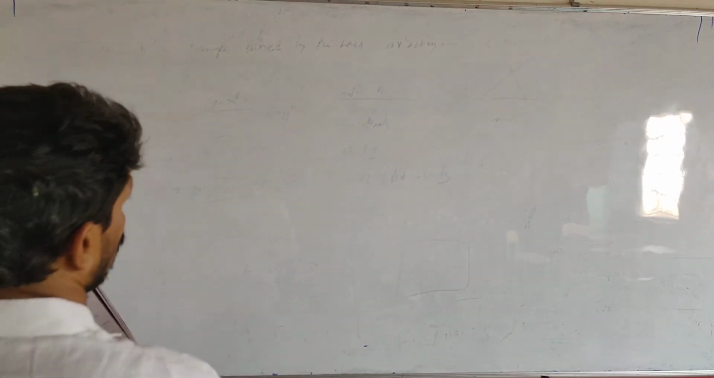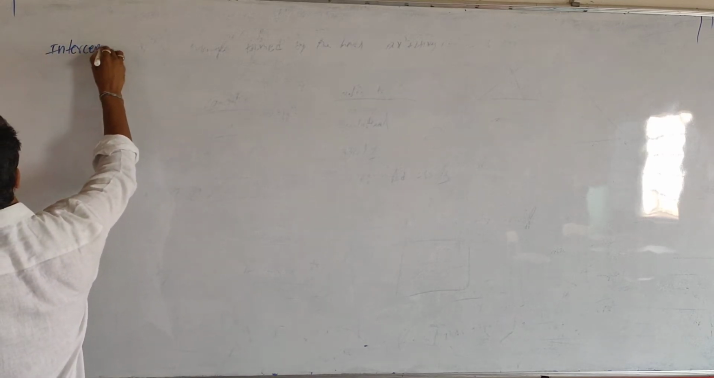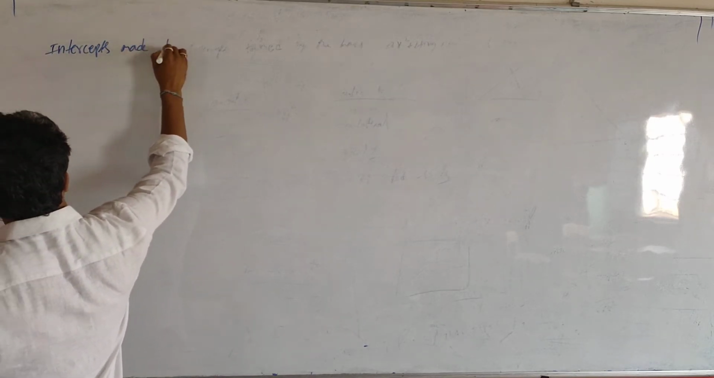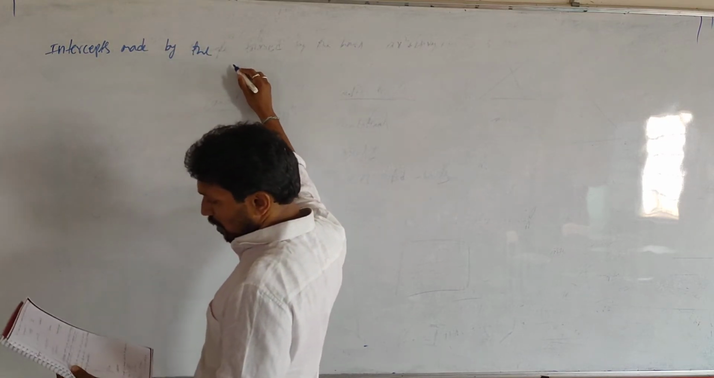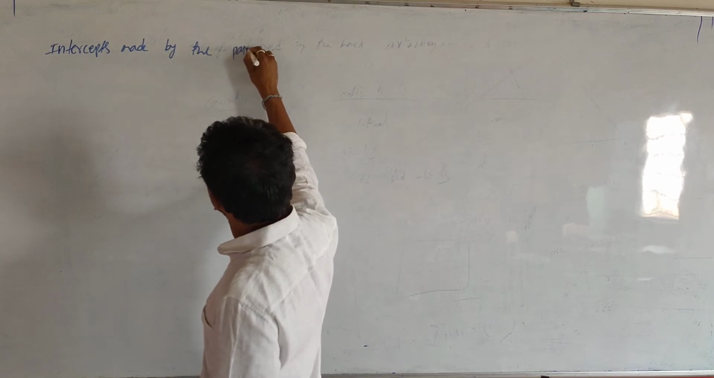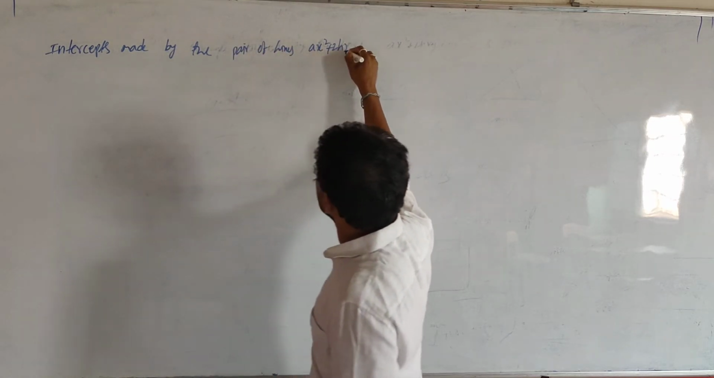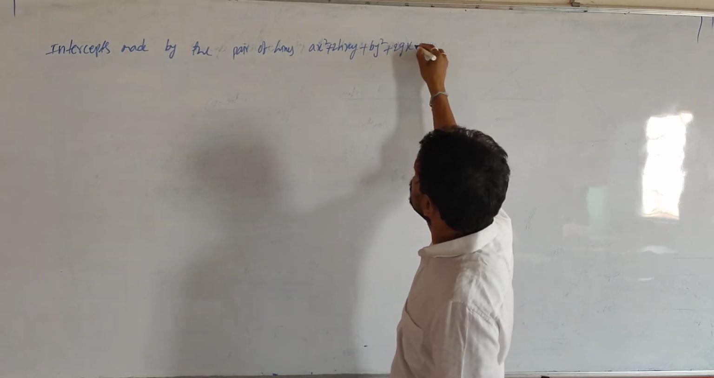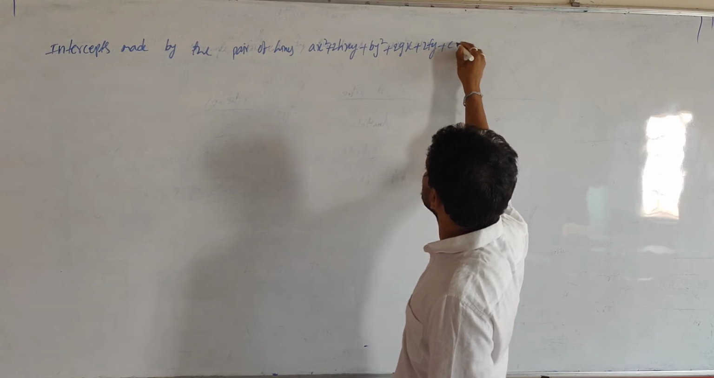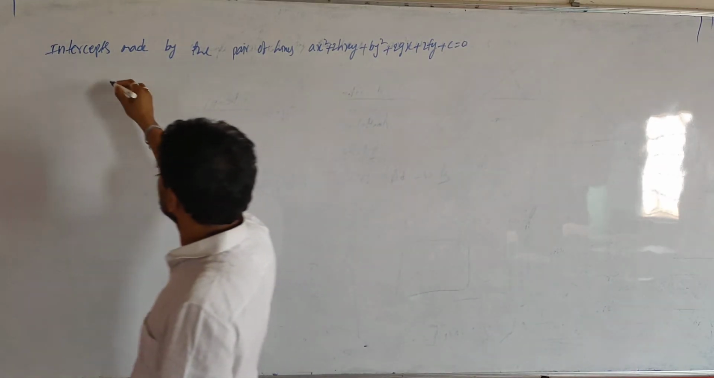Next concept, intercepts made by the pair of lines ax square plus 2hxy plus by square plus 2gx plus 2fy plus c is equal to 0 on the coordinate axis.